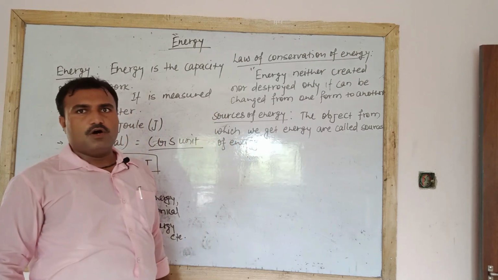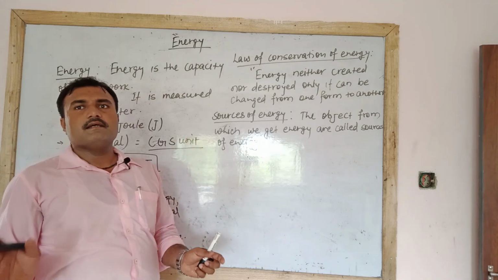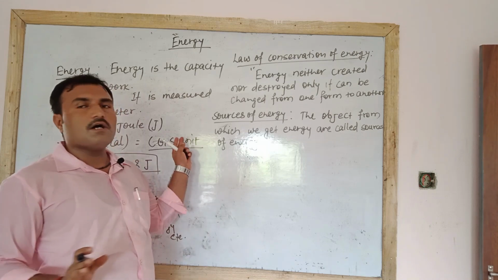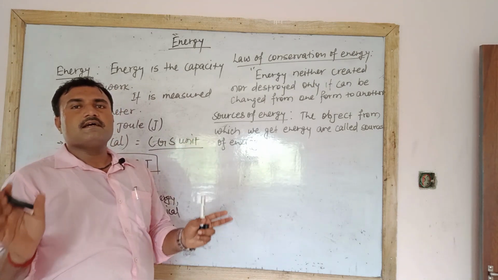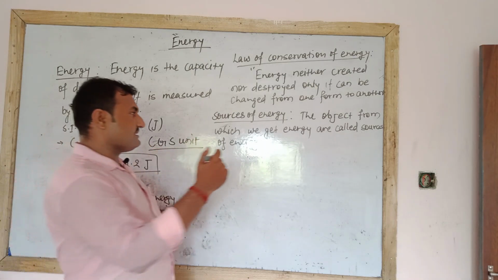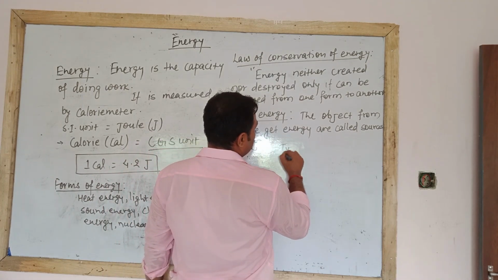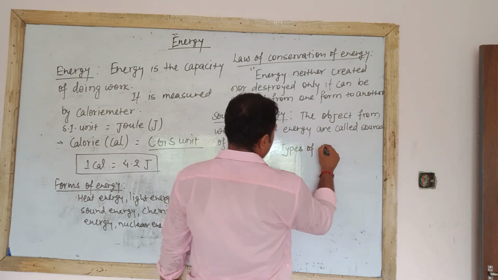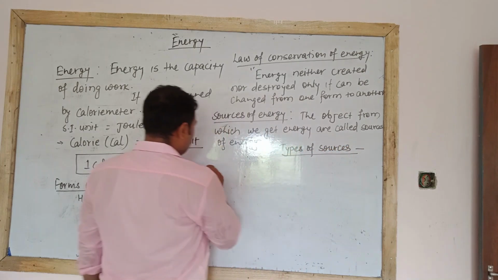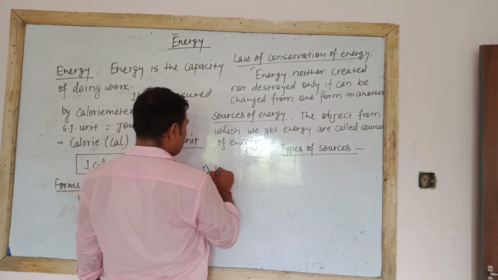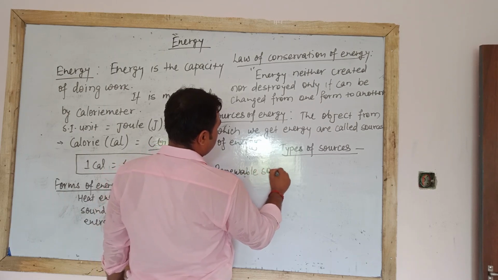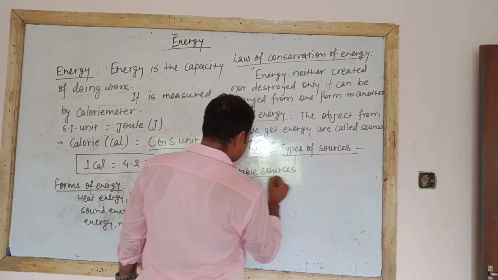On the basis of presence in a limited or excess amount on the earth's surface, or on the basis of abundance, sources of energy are classified into two types. And here we write types of sources. The first type of source of energy is renewable sources, or renewable sources of energy.